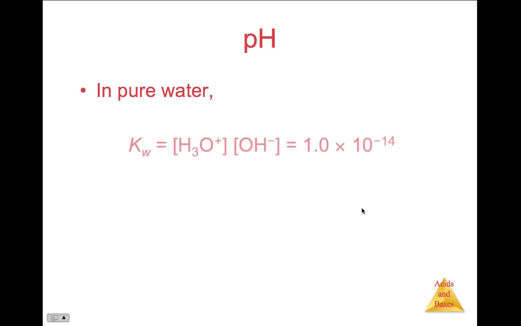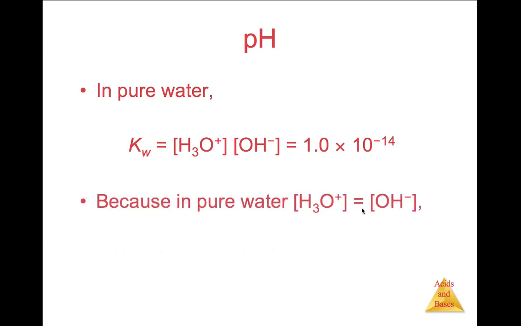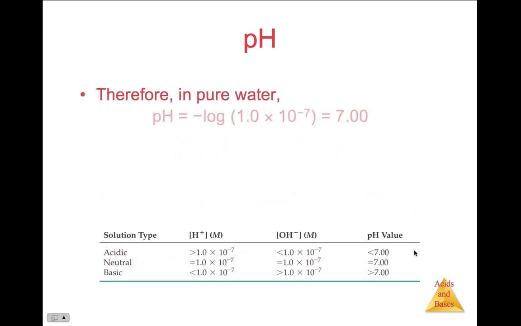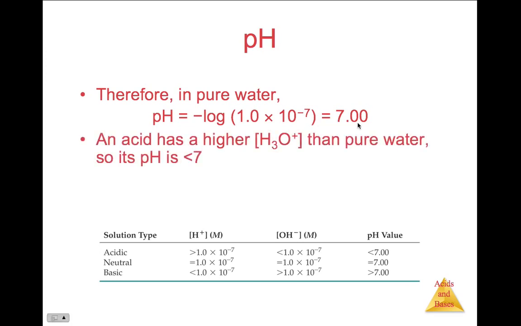In pure water, since Kw is equal to H3O+ times OH- and is equal to 1 times 10 to the negative 14th, H3O+ must be equal to OH-, and therefore H3O+ is equal to 1 times 10 to the negative 7th. If you take the negative logarithm of 1 times 10 to the negative 7th, guess what? You get a pH equal to 7, because remember, a logarithm is nothing more than the exponent right here, and the exponent right here is negative 7. And of course, we're taking the negative of that, which gives us 7. That's why water has a pH of 7.